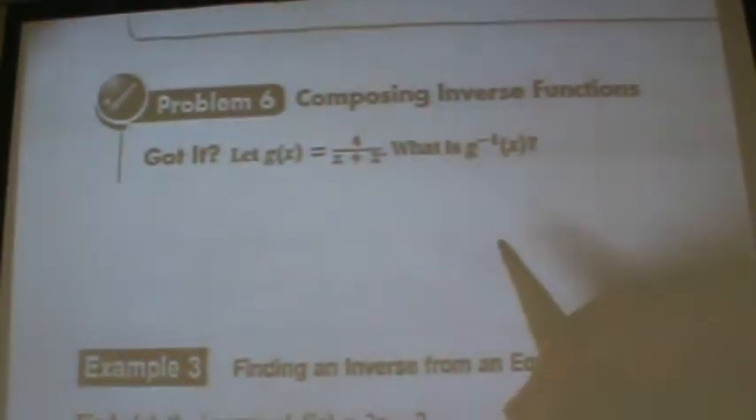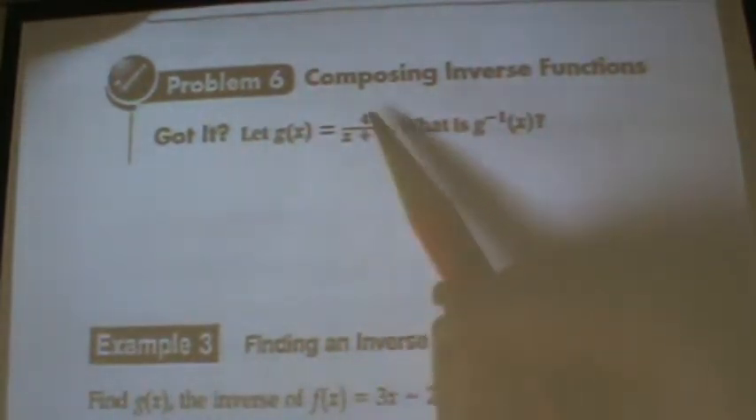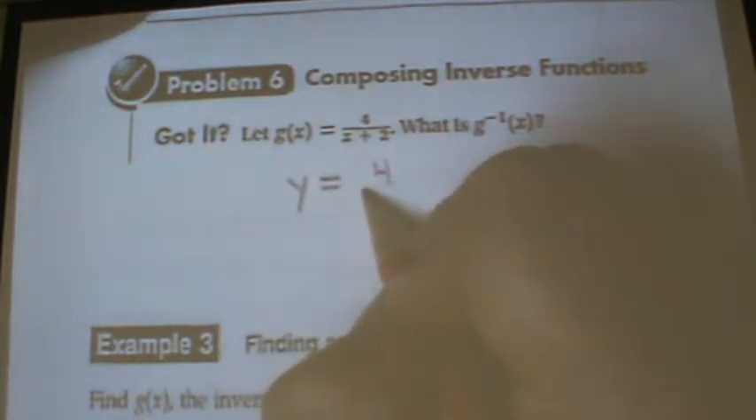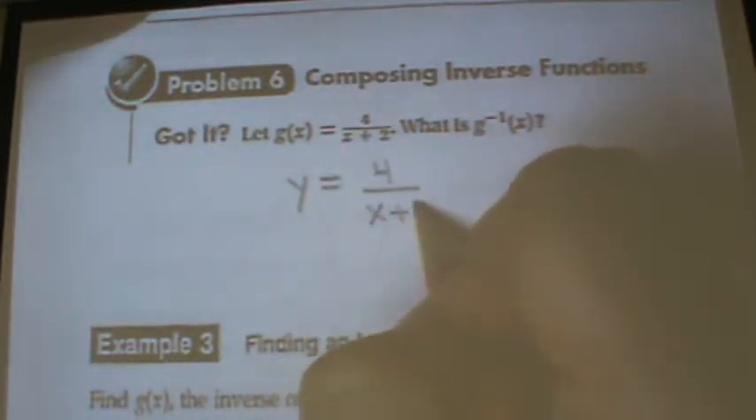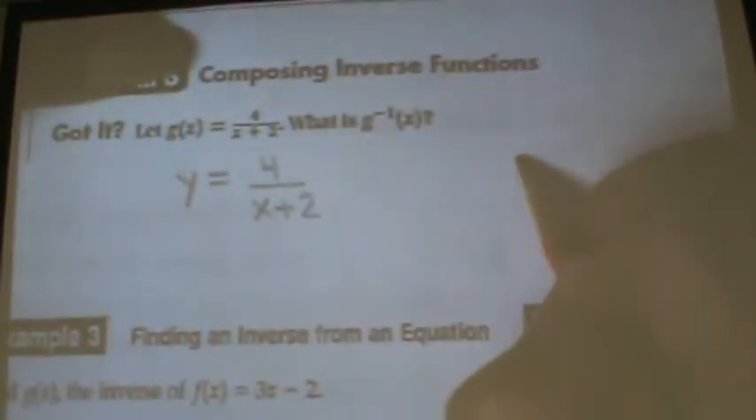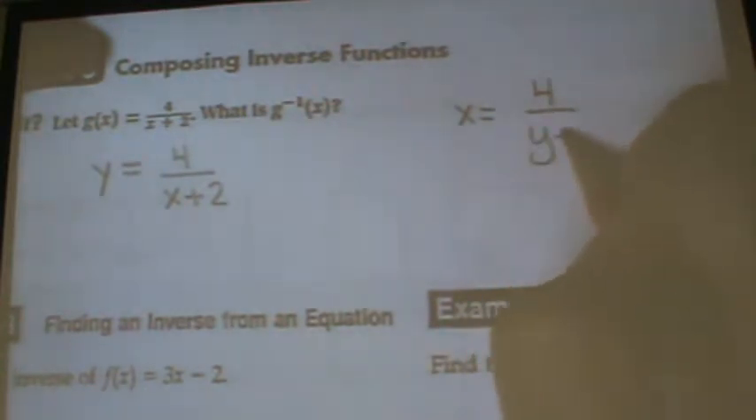Now, let's practice a couple more different looking equations. This one says g of x is equal to 4 over x plus 2. How do you write the inverse of this? See if you know how to do this one. What should I first do? x equals 4 over y plus 2.